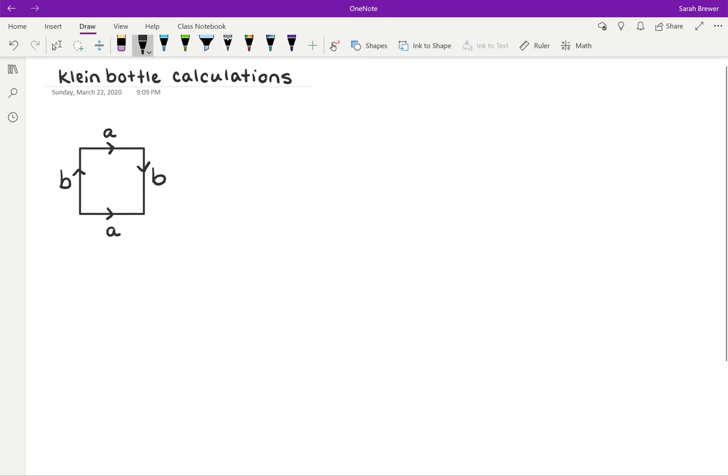In the last video, we did some calculations for the torus. So now we're going to go through similar calculations for the Klein bottle so you can see how this works when we have a non-orientable surface. So just like before, we're going to pick a starting point and we're going to represent this as a word. Again, our word is AB.